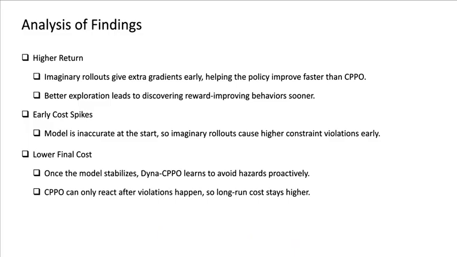So here is what we found. First, Dyna CPPO gets higher return. The extra imaginary rollouts give it more learning signal early on, so it improves faster. Second, we do see early cost spikes. That's just because the model is bad at the beginning and makes unsafe predictions. But overall, final cost is lower. Once the model becomes stable, the agent avoids hazards earlier and more proactively than CPPO.